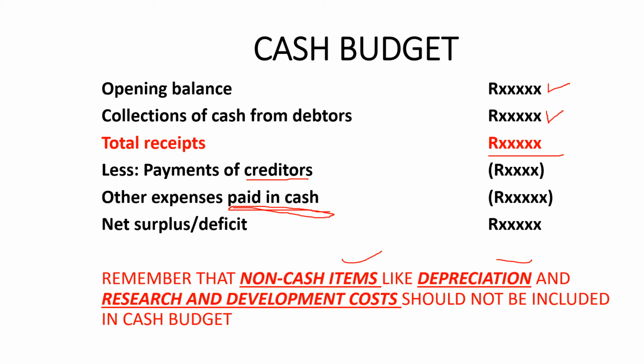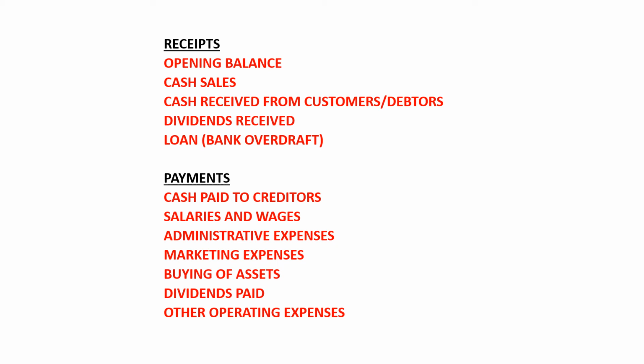So if your receipts are more than your payments to creditors, then you get a net surplus. If your creditors are more than what you receive from your debtors, then you have a deficit. Then this is how you prepare a cash budget.